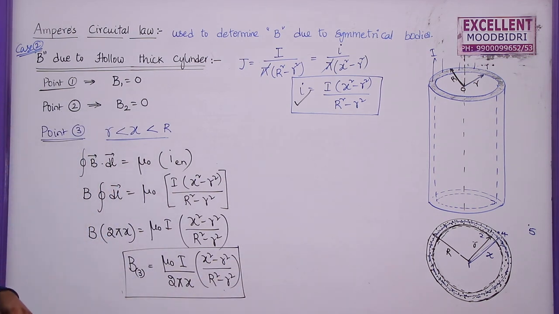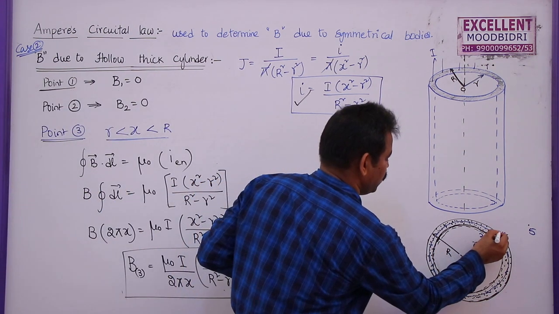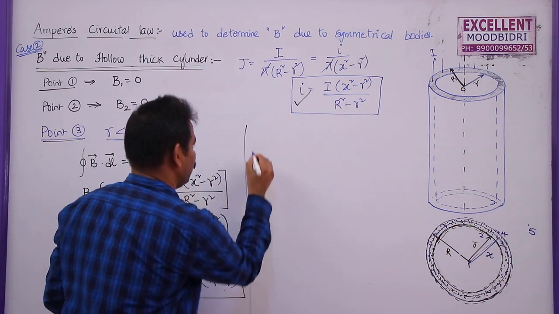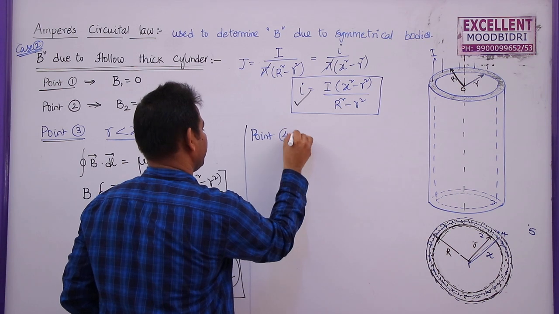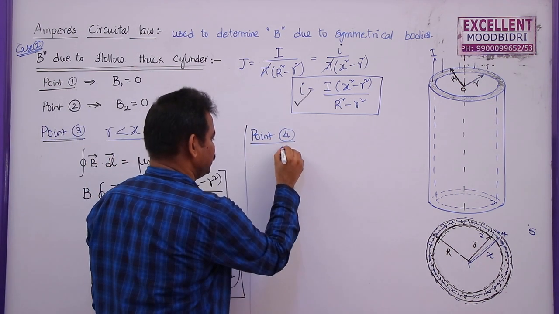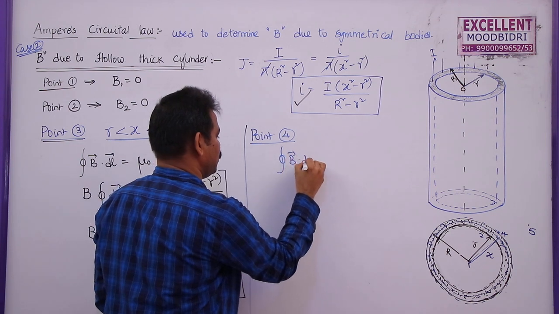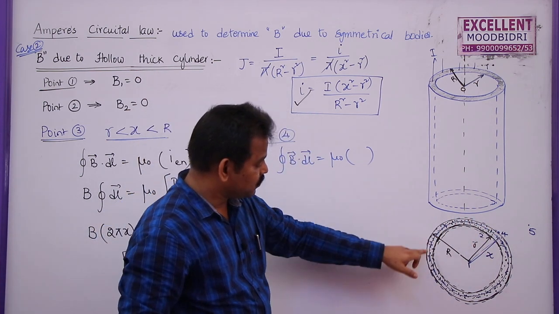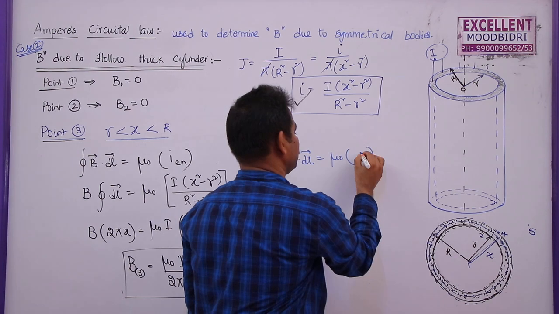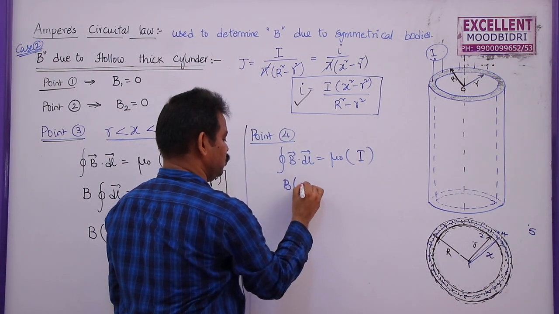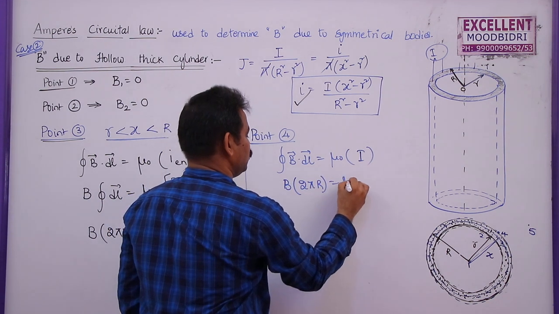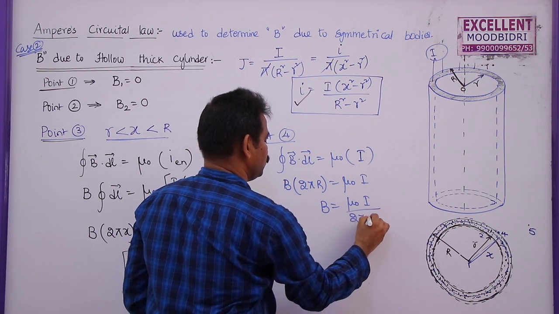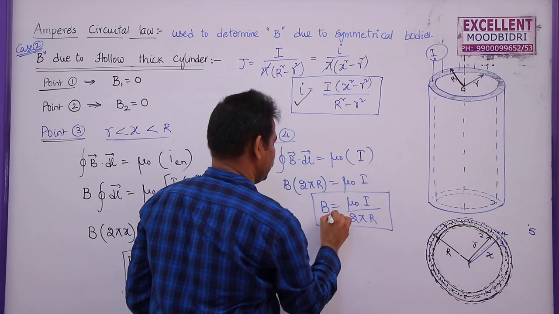Now if we wish to find out the magnetic field at point 4, then construct an Amperean loop through that point. So at point 4, now directly I am going to write this. Line integral of B dot dl is equal to mu naught times the current enclosed. What is the total current enclosed by this Amperean loop? It is equal to the total current I passing through this. So this is B into 2 pi r is equal to mu naught times I. So B is equal to mu naught I by 2 pi r. So this is the magnetic field at point 4.